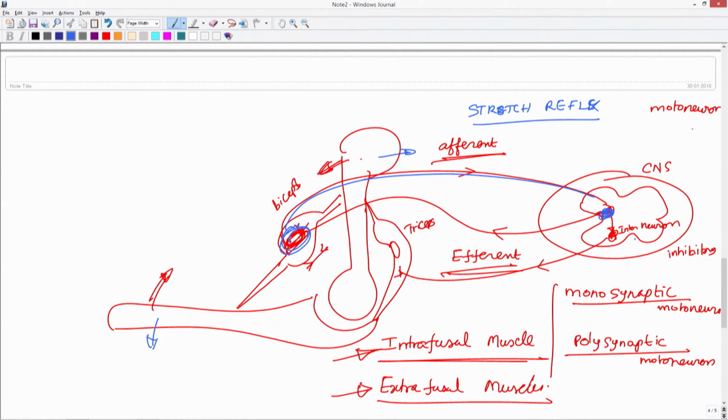Okay. So, stretch reflex is involuntary, but whenever a voluntary movement is necessary, the technique the nature our brain uses is that it asks the gamma motor neuron also to send signals to the intrafusal muscles. Okay. So, that is where we are here.